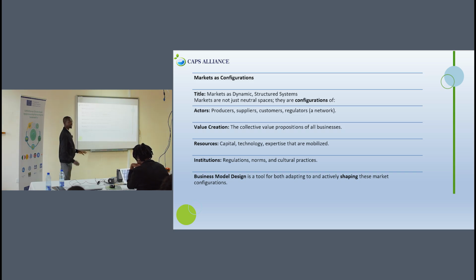Then we have institutions. You need to create some rules. If you are working as small-scale farmers in a cooperative, you need to develop some rules that the farmers or the other small-scale farmers cannot violate. And then the business model design is a tool for both adapting to and actively shaping these market configurations. Next.